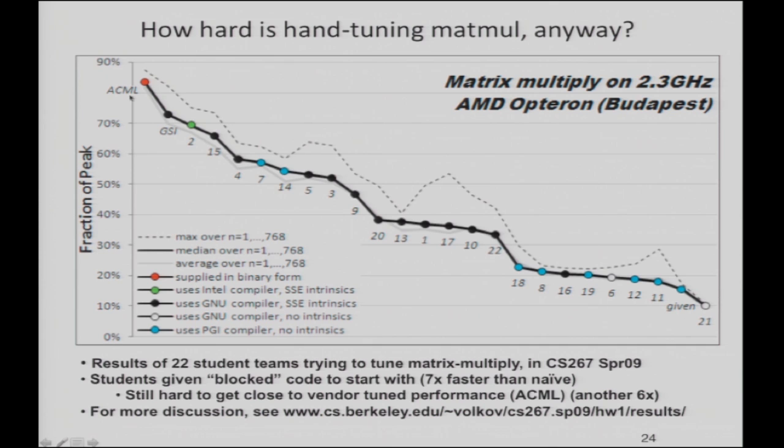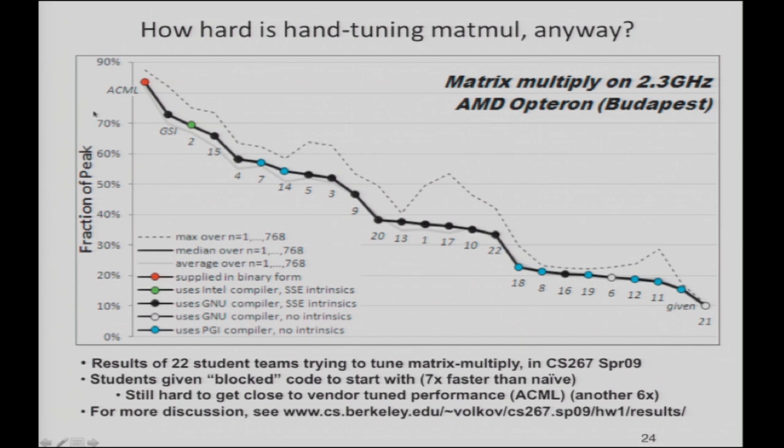I gave them a code that ran at a whopping 14% of peak, and there is the hand-tuned code from the vendor, the ACML, and there's the incredibly clever graduate student instructor, the teaching assistant, Vasily Volkov, who you may know. He won a Best Paper Prize at Supercomputing for doing this work. So that's how fast he could go.